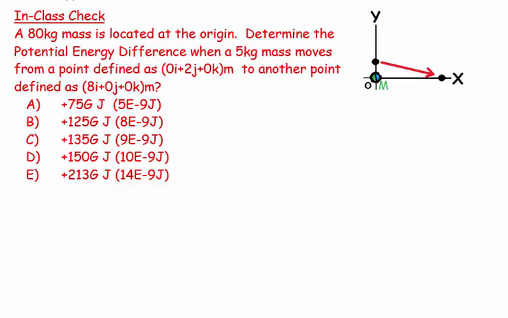Welcome. This question says an 80 kilogram mass is located at the origin. Determine the potential energy difference when a 5 kilogram mass moves from a point defined by 0i + 2j + 0k meters to another point defined by 8i + 0j + 0k meters.